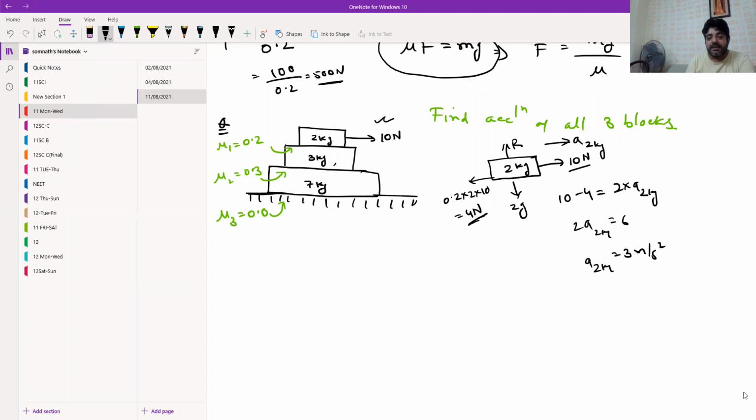Now at the same time, if we draw the free body diagram of the 3 kg block, what forces will act on the 3 kg block? Equal and opposite. Look, the 3 kg block applies a force on the 2 kg block here, so the 2 kg block will apply the same equal and opposite force on the 3 kg block here.